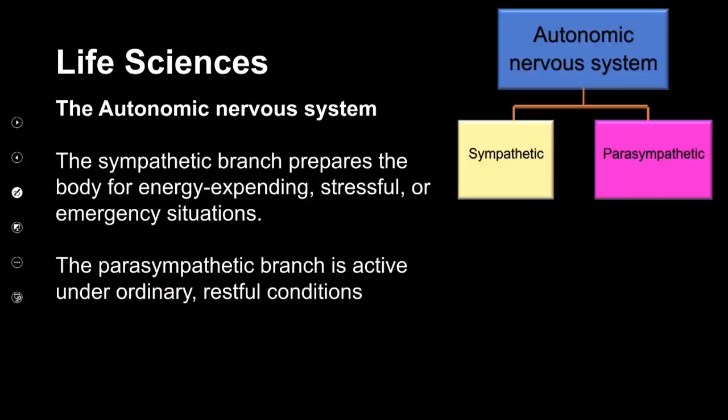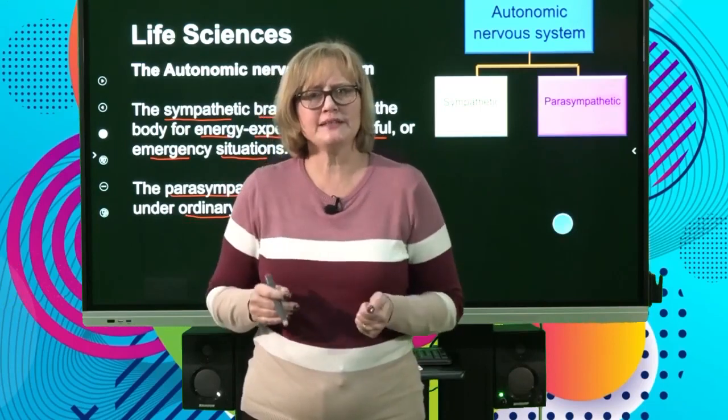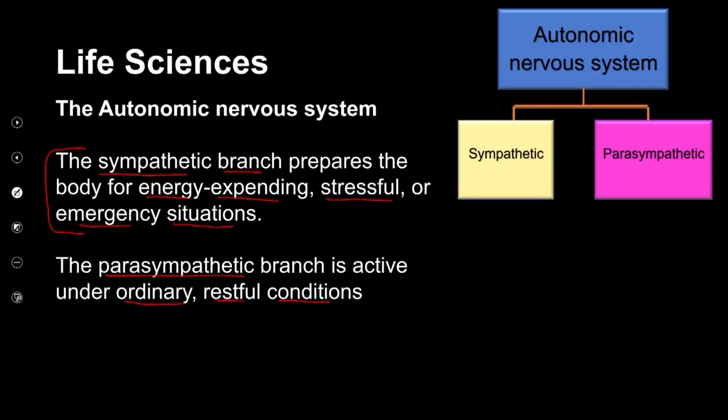Now let's see how it works. Firstly, the sympathetic branch prepares for the energy-expending, stressful emergency situation. That little man had to run. The parasympathetic branch is active under ordinary restful conditions. That's your ordinary life when you're relaxed, just doing your everyday thing. Maybe it will be easier to remember that this one will be when you're writing exams. This guy's going to work quite a lot. And this one will be when you're on holiday.